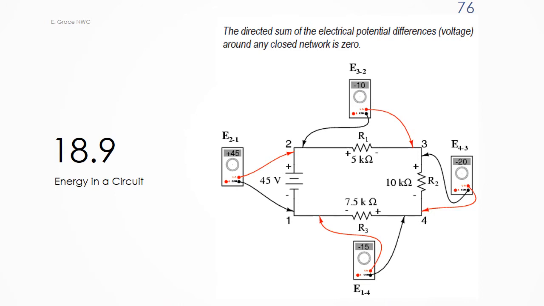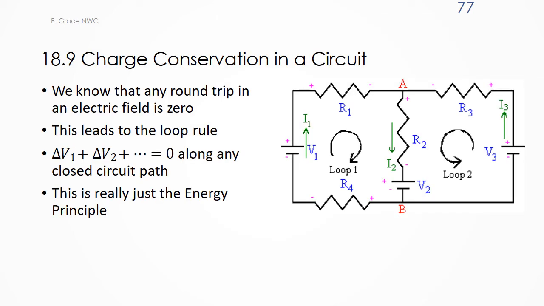Moving on to 18.9, thinking about this in terms of energy. Charges are conserved, and this is true in circuits. So there is charge conservation in a circuit. We know that any round trip in an electric field is equal to 0, which leads us to the loop rule, which is basically that delta V1 plus delta V2 plus so on and so forth is equal to 0 along any closed circuit path. And this is really just another expression of the energy principle.